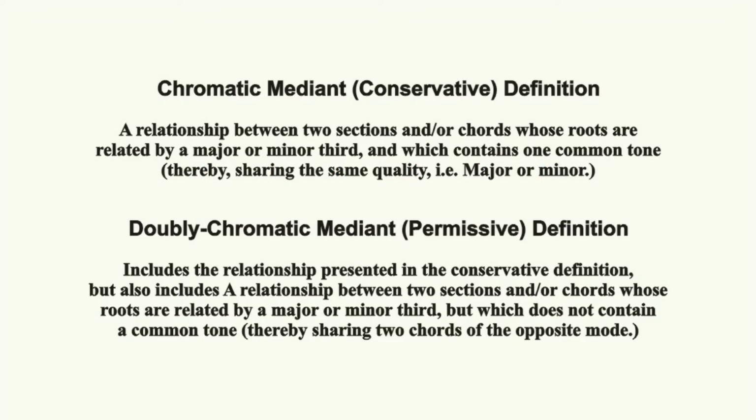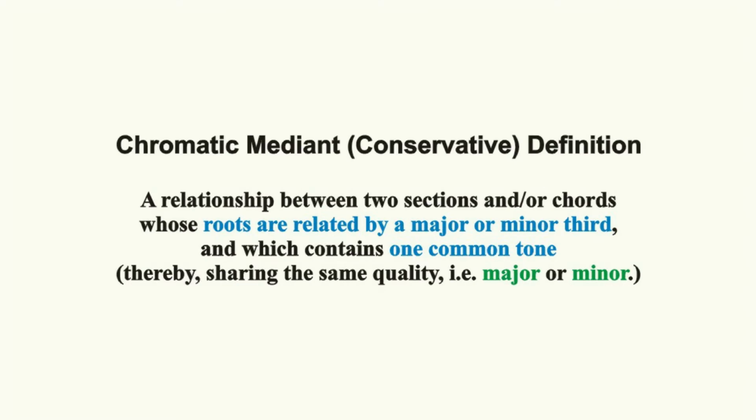There are two definitions for chromatic mediant relationships. A conservative definition, which allows for a total of 4 altered chords, and a more permissive definition, which allows for a total of 6 altered chords. For this discussion, we will consider only the conservative definition and focus on the 4 altered chords available to us.